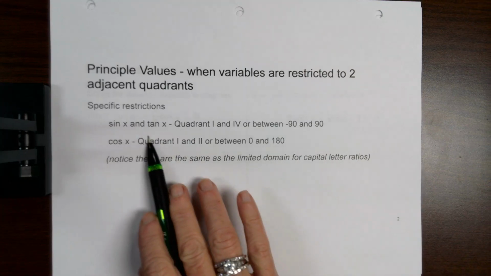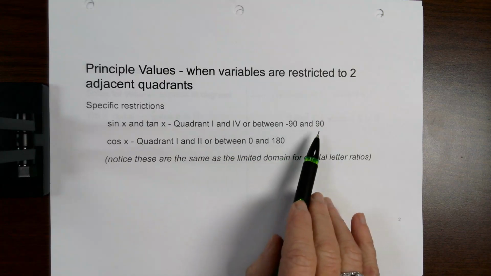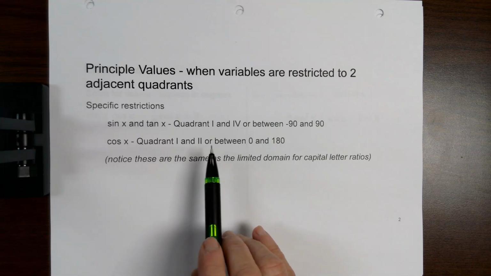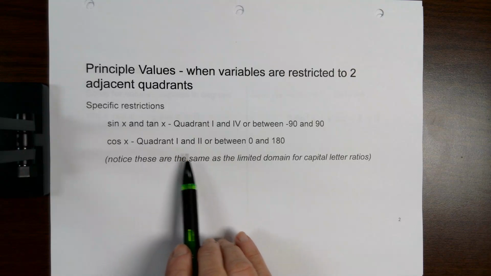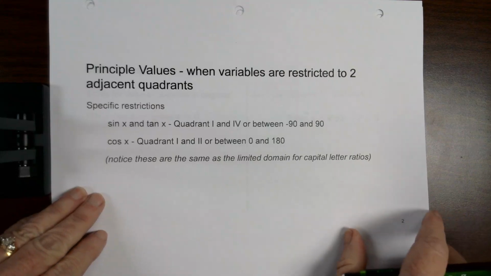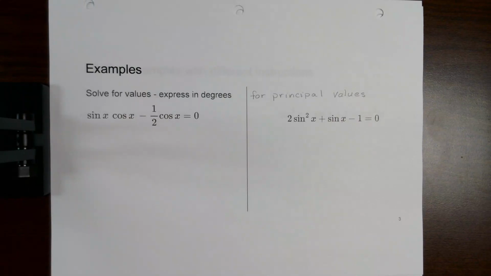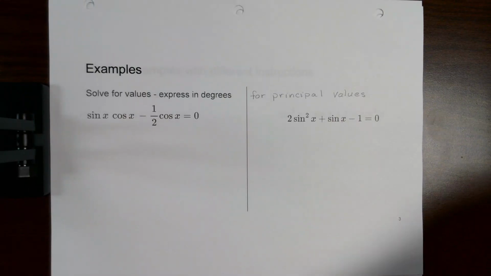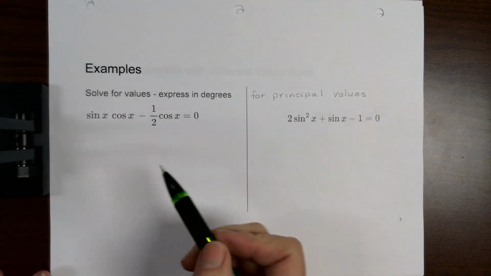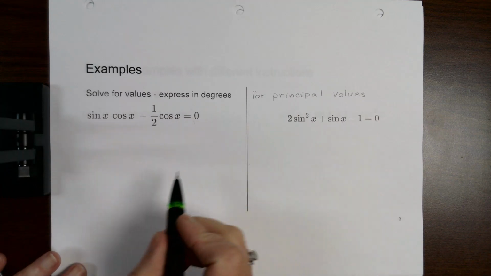Okay, so the sine and the tangent are limited to the first and the fourth, or between negative 90 and 90. Sometimes they do it in radians, sometimes they do it in degrees. The cosine of x is limited to the first and the second, so that's between the 0 and the 180. Okay, so for instance, let's say that they asked you to solve these problems in degrees, but they ask it for the principal values. So you look at this and you go, okay, algebraically, what can I do?